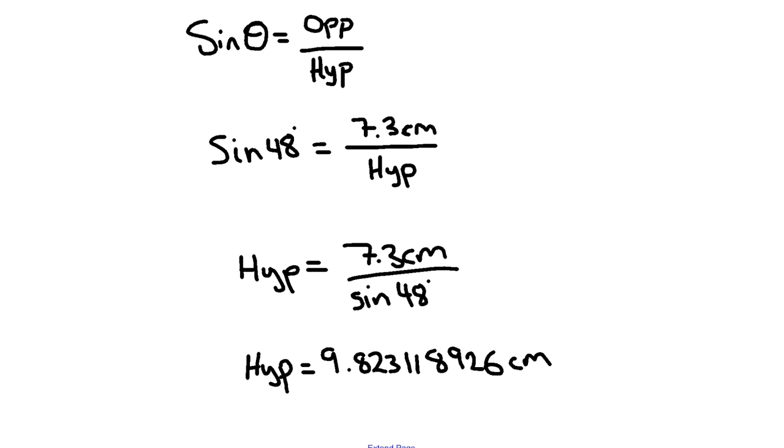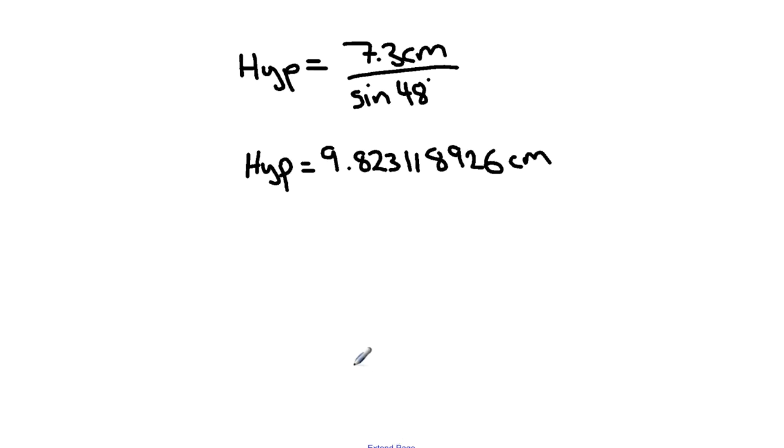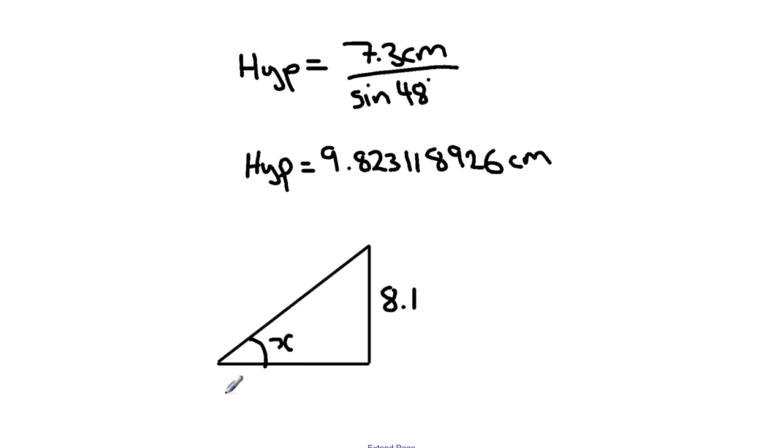Now we need to find the angle between AH and the plane ABCD. So let me quickly draw a triangle to help you visualize the question a lot better. So we need to find the angle. So this is my angle here, X. And we are given the height, which is 8.1. And we know that the hypotenuse is 9.823118926 centimeters. Oops, I forgot the 8.